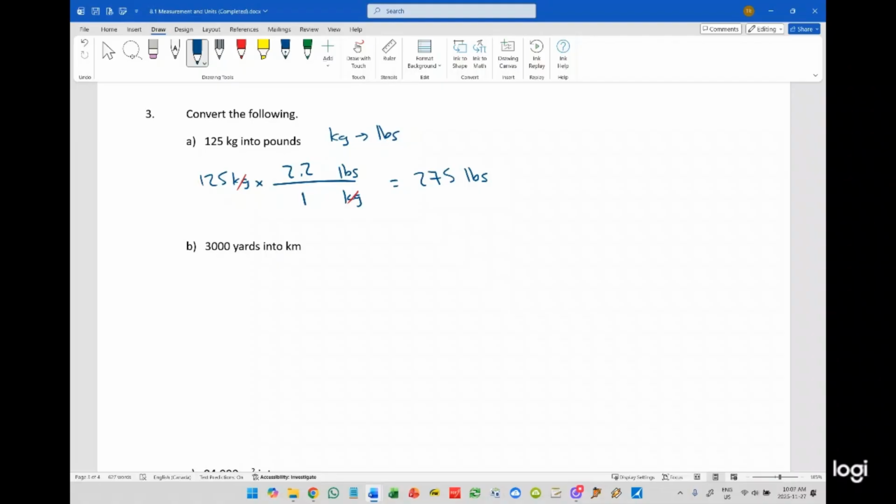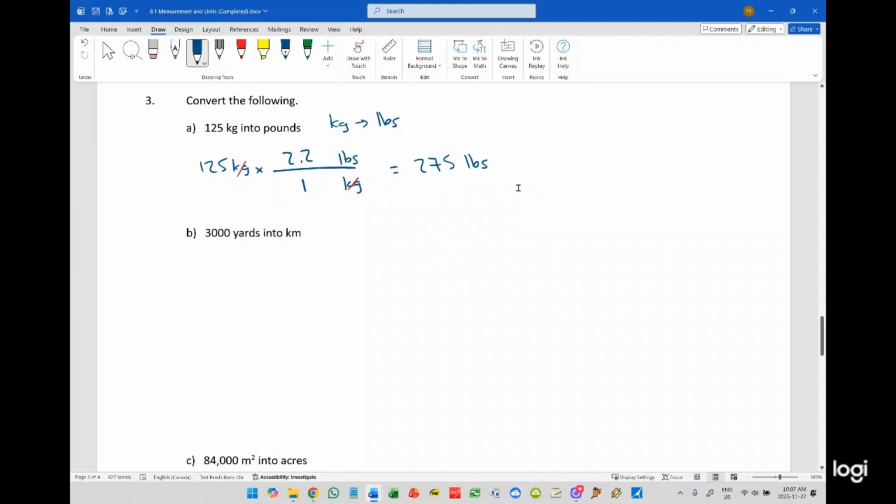The next one, this one's where we're going to get even a little bit more interesting. And you'll notice that I'm leaving a little bit more space here for this one. 3,000 yards into kilograms. So what I'm going to do is I'm going to set up my chain. I have to get from yards to kilograms.